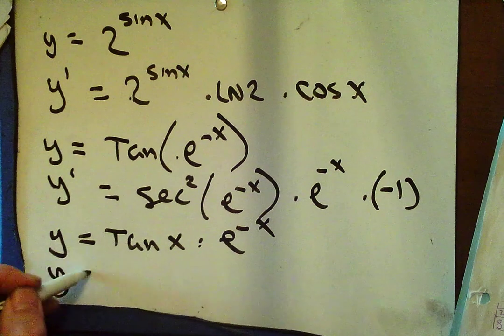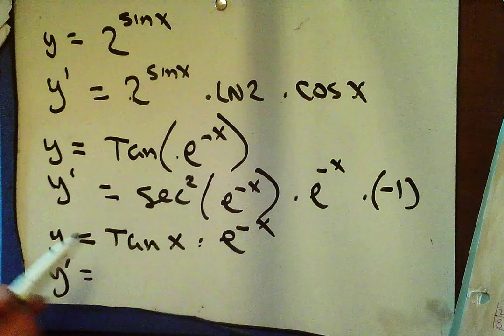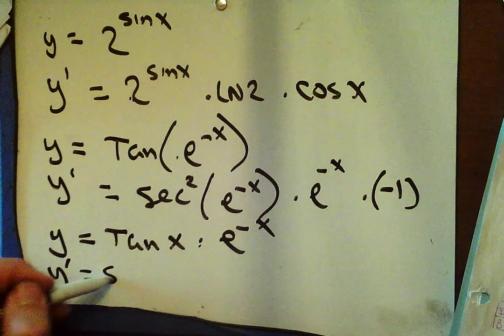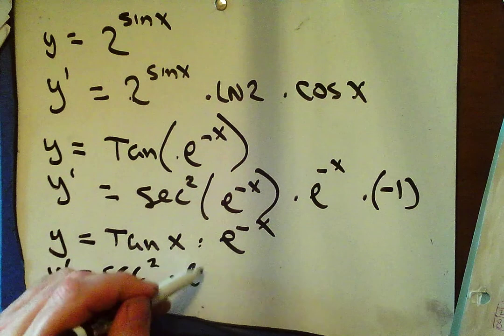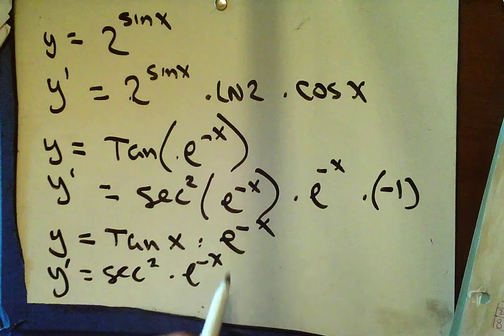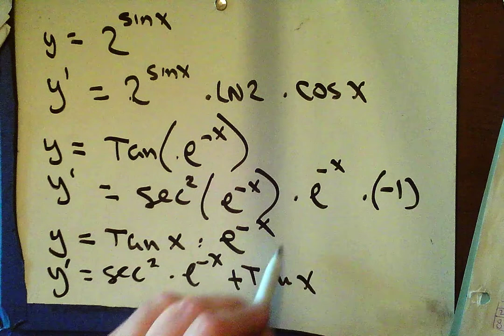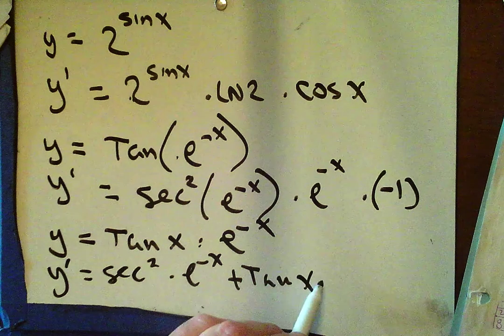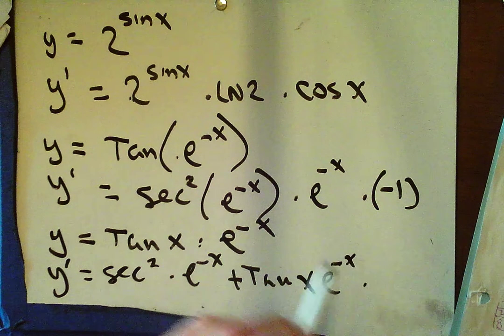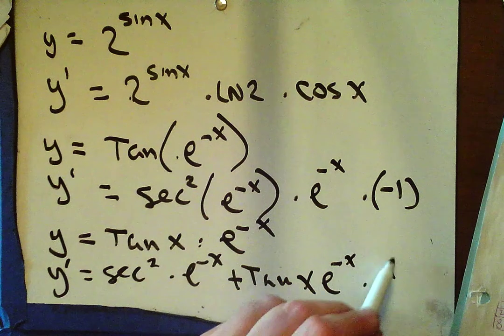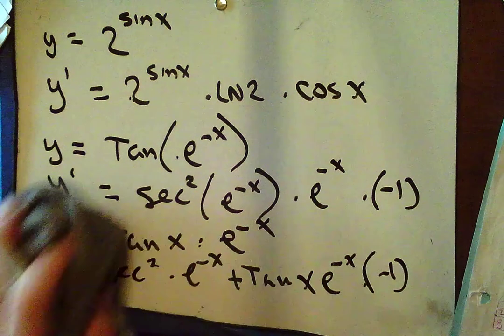Okay, because I've got a product, my y prime is going to use the product rule, which is secant squared times e to the minus x, derivative of this times that, plus that times the derivative of this. Derivative of e to the minus x is e to the minus x times the derivative of the inside, negative 1. Okay.